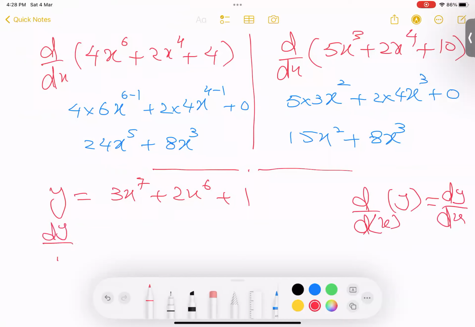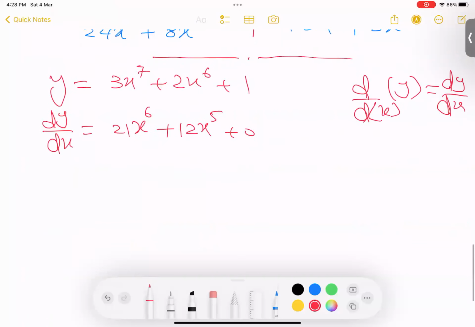So dy over dx will stay as it is. 7 will come down and 7 threes are 21, and the power becomes 1 less. Again, 6 will come down, 6 twos are 12, and the power becomes 1 less. And this one alone is a constant, it becomes 0. I believe all of you are understanding well.